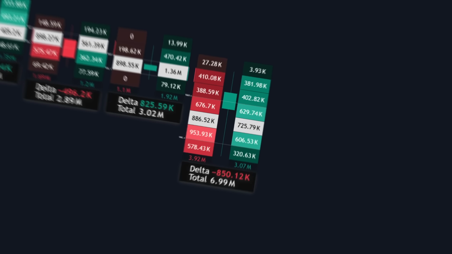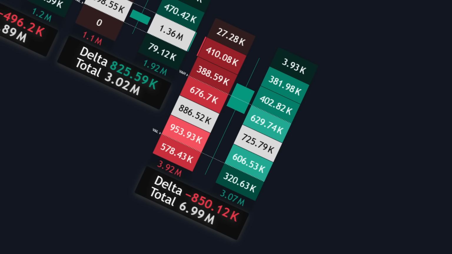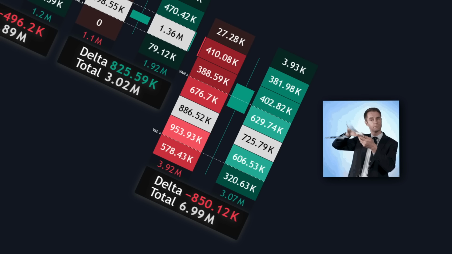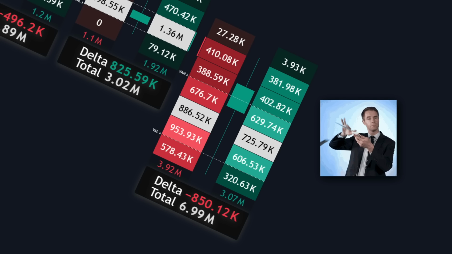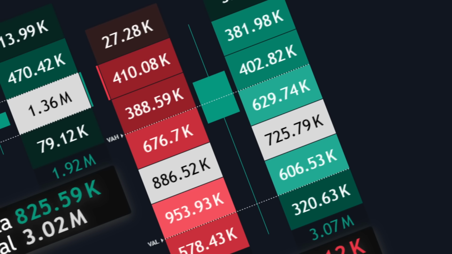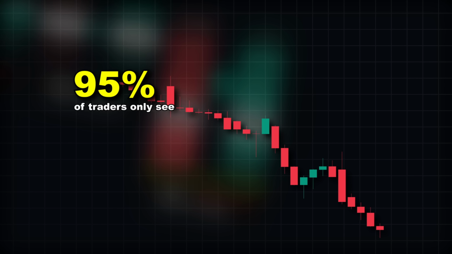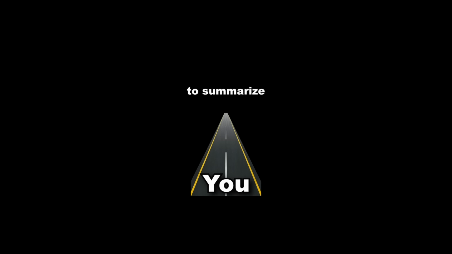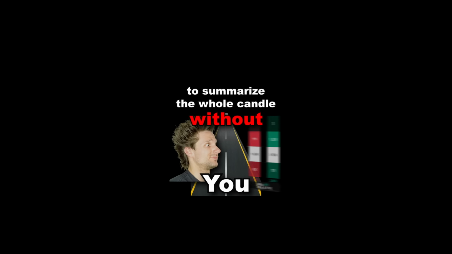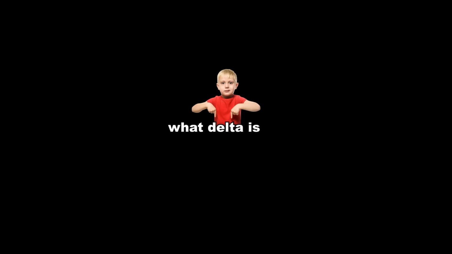A green candle can close green while 80% of the volume inside was selling. Price went up, but big money was quietly dumping into that strength the entire way. The candle hides this completely. The footprint exposes it. 95% of traders only see the candle. They see green, they think bullish. Now that you can read the individual levels, you need a way to summarize the whole candle without staring at every row. That's what delta is for.